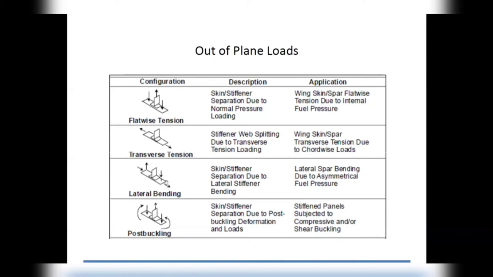You could also have a situation of lateral bending, where skin stiffener separation due to lateral stiffener bending could occur. An example of that will be lateral spar bending due to asymmetric fuel pressure. So these are just examples of where you could see it, and this is a description of the load we're talking about. In all these cases, the concern is that the out-of-plane loads can cause delaminations between the composite layers.